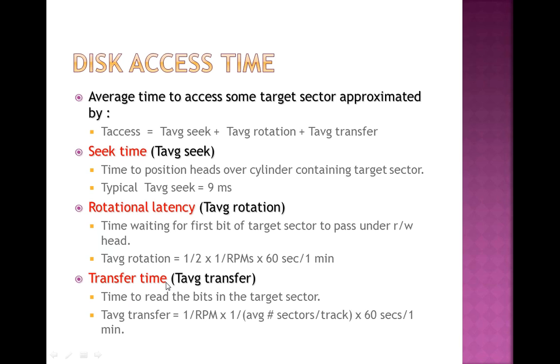Then next is the transfer time, that is, T average transfer, the average time taken to transfer the data. So this is the seek time, this is the rotational latency, and this is the transfer time, the time taken to read the bits in the target sector. T average transfer equals 1 divided by RPM times 1 divided by the average number of sectors per track times 60 seconds divided by 1 minute. These are the formulas used to calculate T average seek, T average rotation and T average transfer, and then they are summed up to calculate the time taken to access the disk.